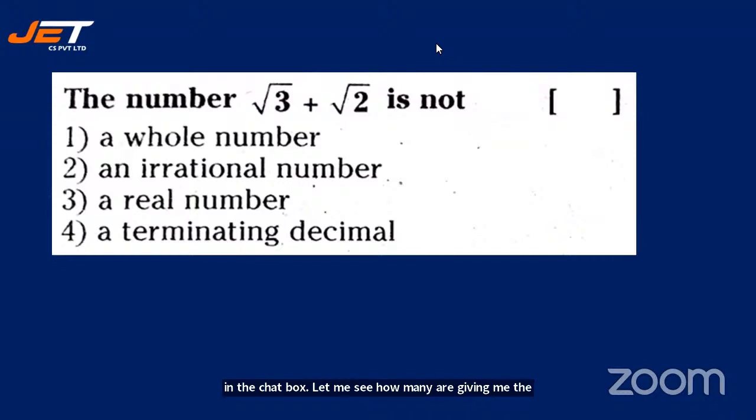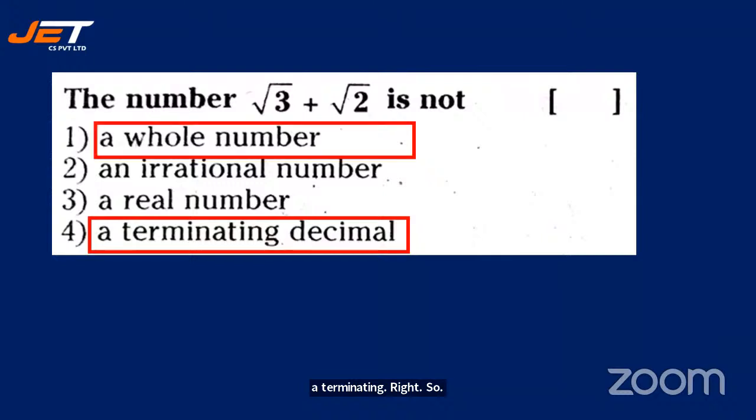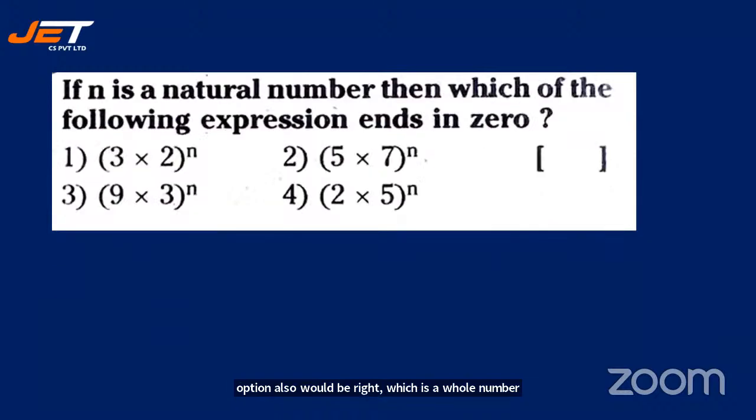Yes, I'm getting a mixed version of answer. Option 1, some says. Option 3, some says. Option 4, few students are saying yes, it is option 4, a terminating decimal. Right? So root 3 plus root 2. All right. So 2 options, and they are saying that another option also could be right, which is a whole number. Yes. See the next question.